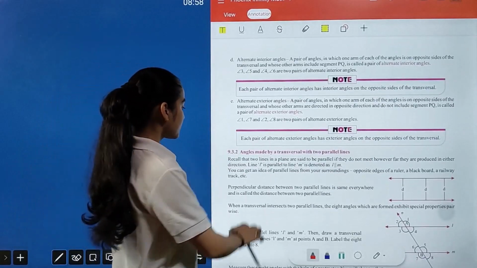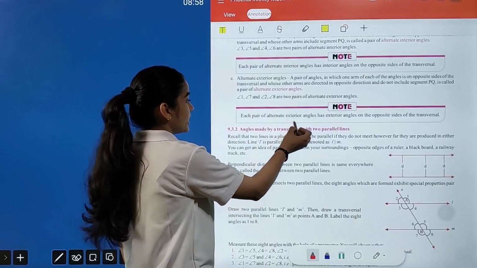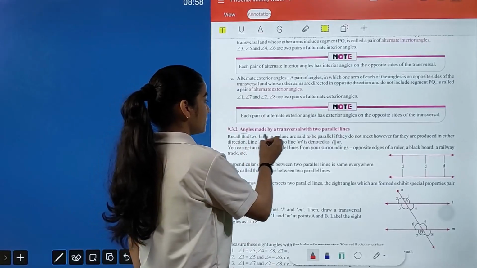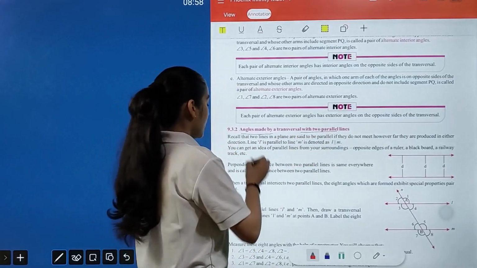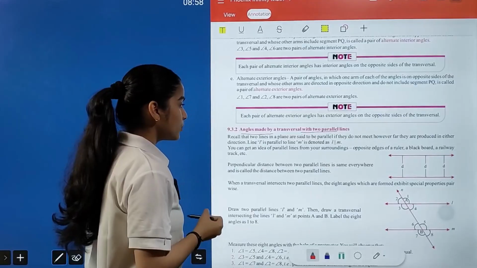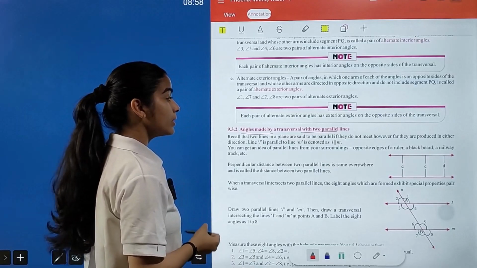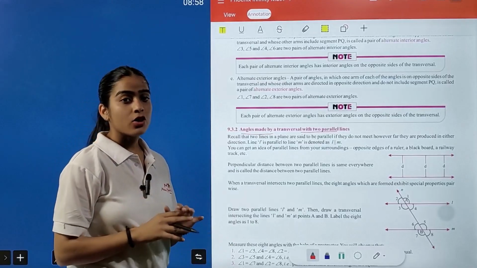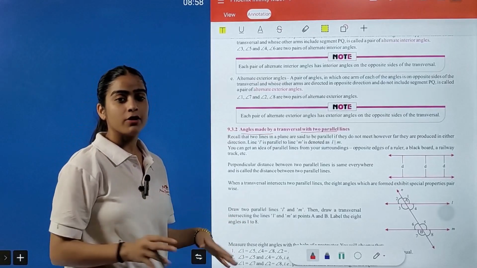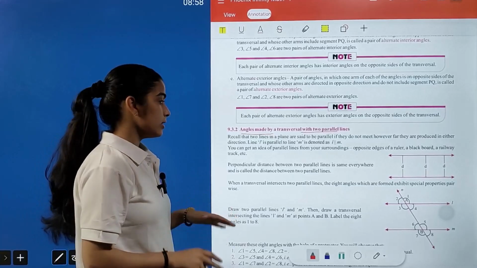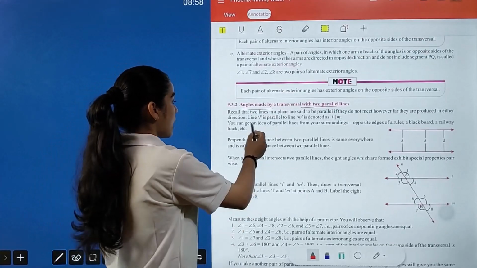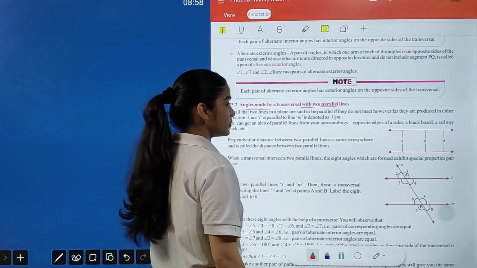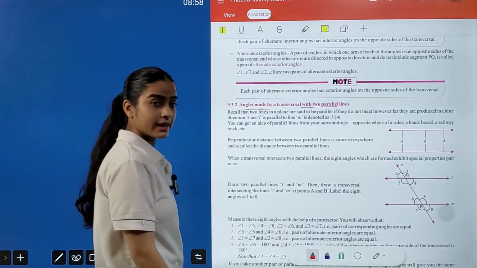Okay. Now, each pair of alternate exterior angles has exterior angles on the opposite sides of the transversal, angles made by a transversal with two parallel lines. Recall that two lines in a plane are said to be parallel if they do not meet, however far they are produced in either direction. Parallel means when two lines are not intersecting each other, however much we extend them, they don't meet. Okay. So now line L is parallel to line M, denoted as L is parallel to M, because both are not intersecting each other.